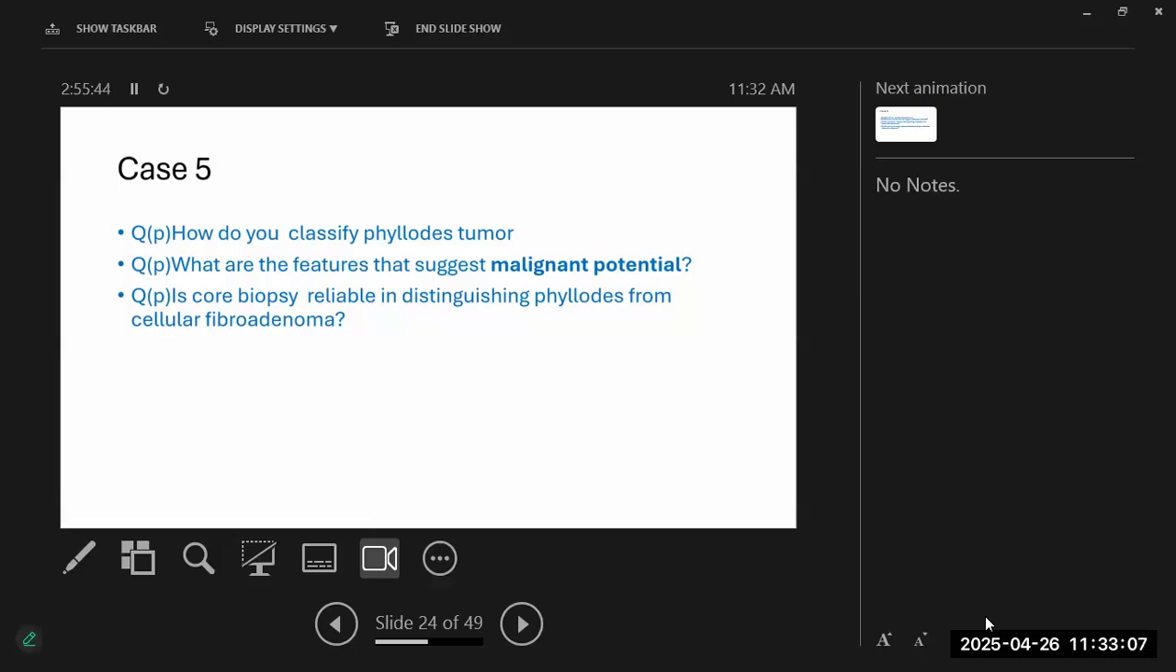To your last question, is core biopsy reliable in distinguishing phylloides from cellular fibroadenoma? I would say it can be problematic. Fibroadenoma also has a similar look to benign phylloides, but the difference is that you see more cellularity, the stroma is more expanded, and there's not a lot of nuclear atypia, minimal nuclear atypia. If you're not 100% confident, because in core biopsy you get tiny little bits of tissue, you might get reports like cellular fibroepithelial lesion. It can be a fibroadenoma, it can be a benign phylloides, but I'm not confident.